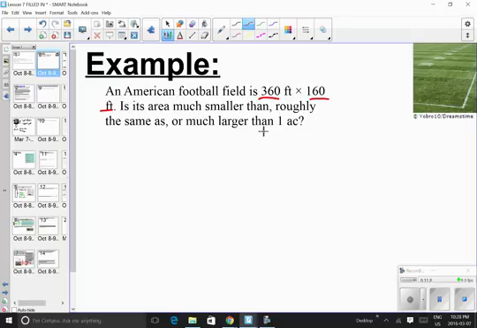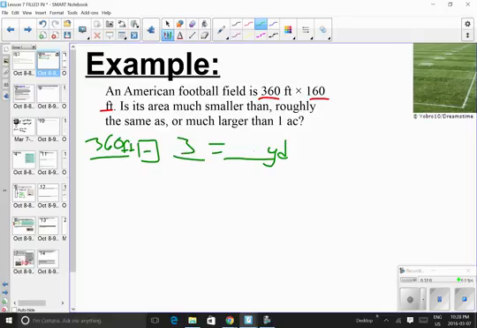So let's, yeah, the acre was defined in yards. So let's change this football field into yards first. All right, so we're going to have to do a few skeleton equations here. First I'm going to change this 360 and this 160 into yards. So set up my skeleton equation. I got 360 feet. Now I want to change it into yards. And I know there are 3 feet in a yard, and since I'm changing to a bigger unit, I divide.